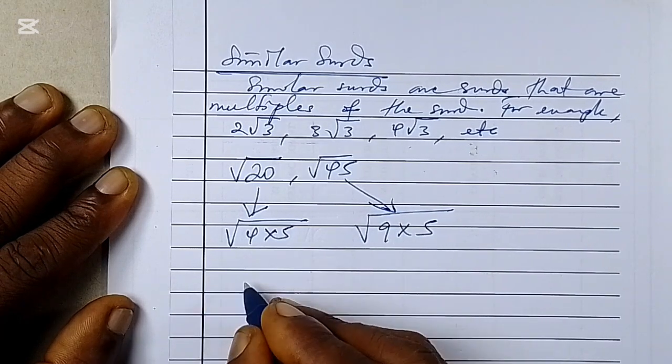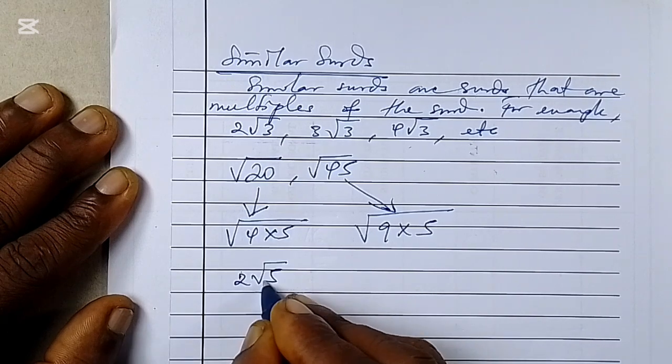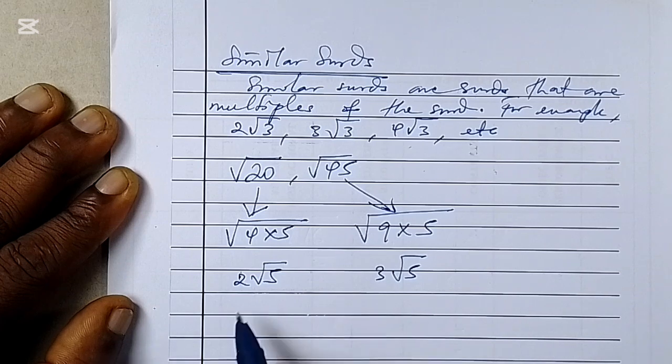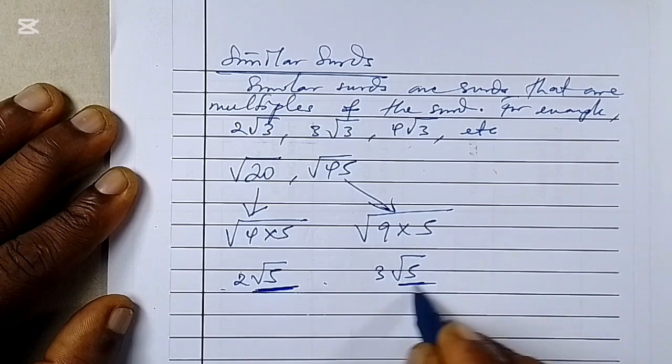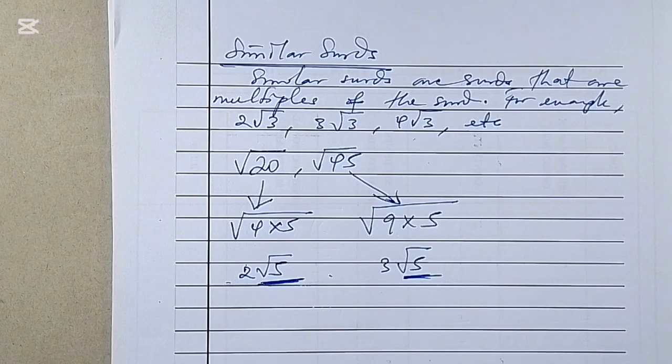4 times 5 in square root means that you would end up having 2 root 5, and this would amount to 3 root 5. So if you look at it, 2 root 5 and 3 root 5 are similar surds because they are multiples of the basic surd root 5. Okay, so similar surds are surds that are multiples of the same surd. So please take note of that.